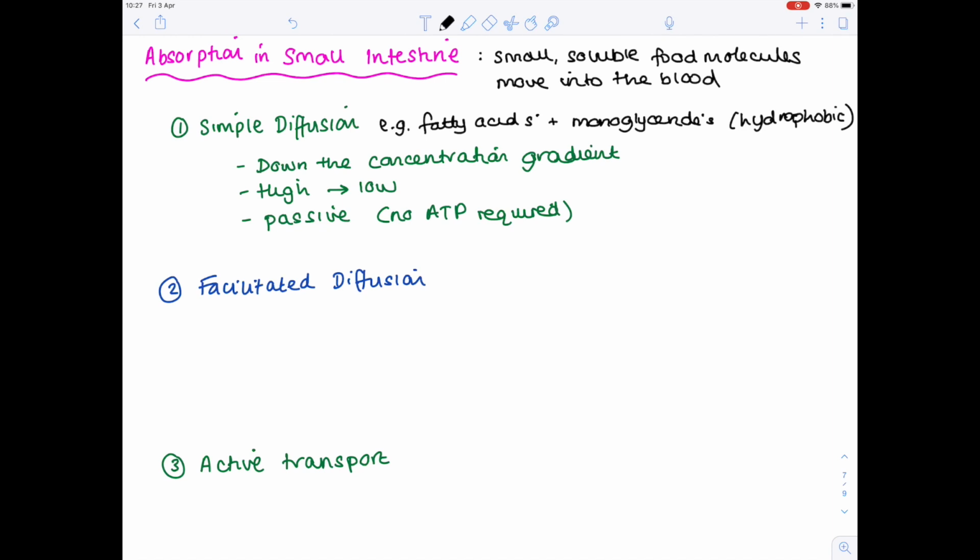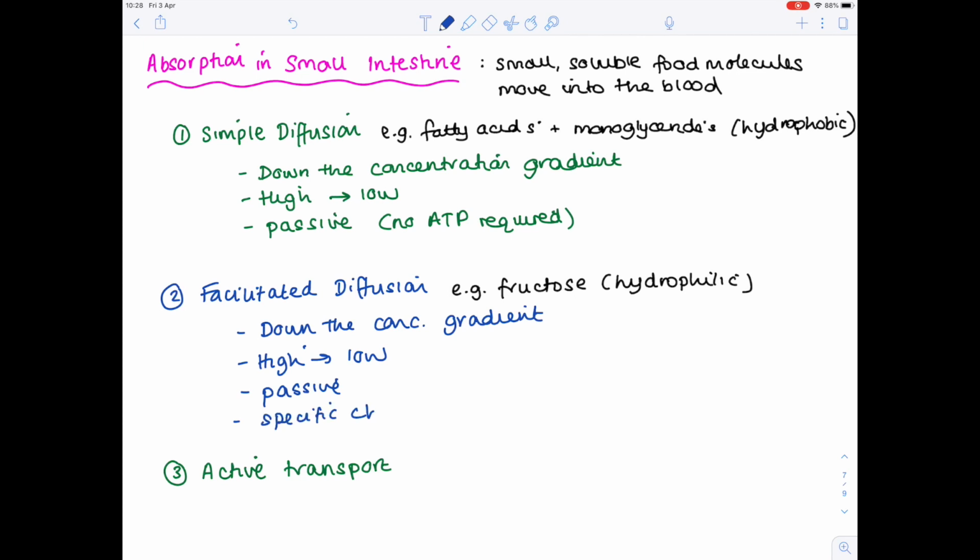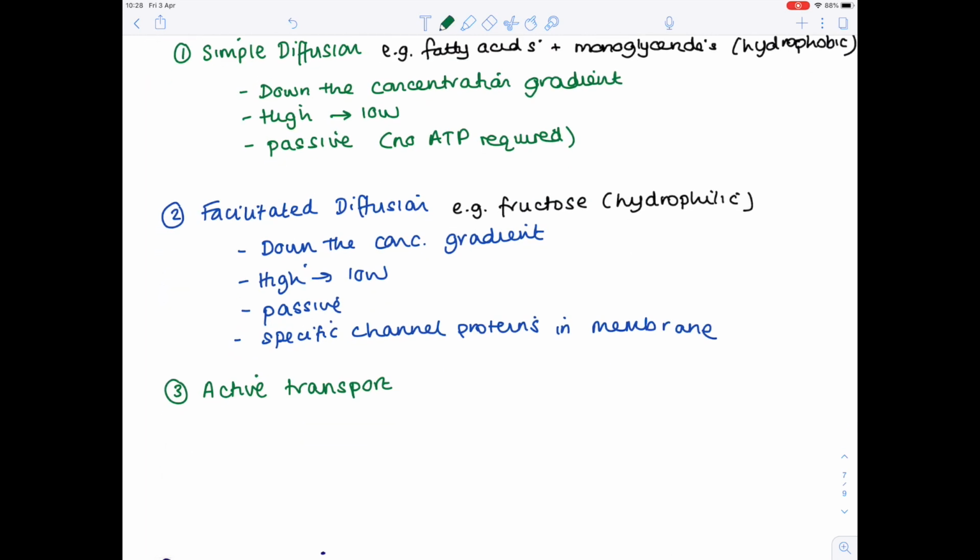Next up, facilitated diffusion. This is for the hydrophilic substances, so water-loving substances. Our key example here is the sugar fructose. Remember that in facilitated diffusion, again, we're moving down the concentration gradient from an area of high concentration to low concentration. So far the same as our original point. It's a passive process, but importantly, you must notice that it requires specific channel proteins which exist in the plasma membrane.